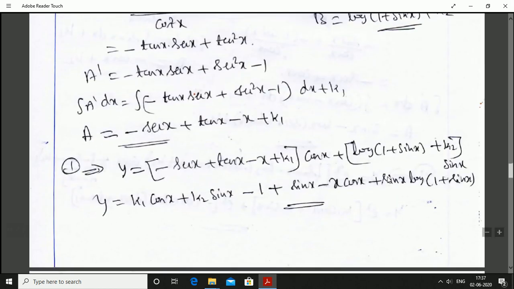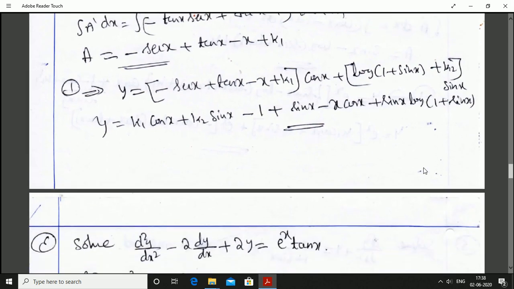Put a and b values into equation 1. It is of the form y is equal to minus secant x plus tan x minus x plus k1 into cos x plus logarithm of 1 plus sin x plus k2 into sin x. On simplification, k1 cos x plus k2 sin x minus secant x into cos x is 1, plus tan x into cos x is sin x, minus x sin x plus sin x into logarithm of 1 plus sin x.